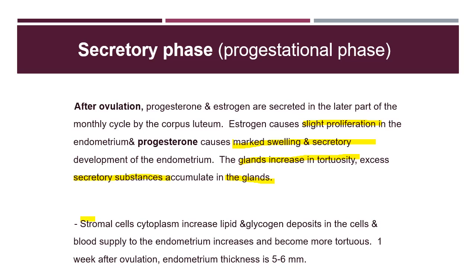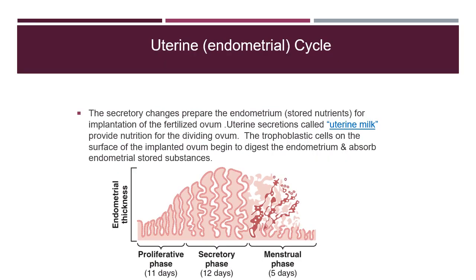The stromal cell cytoplasm will increase lipid and glycogen deposition, and the blood supply to the endometrium will also increase, and the vessels become more tortuous. One week after ovulation, the endometrium thickness is about 5 to 6 millimeters. The secretory changes prepare the endometrium to store nutrients that are necessary for the growth of the fertilized ovum. The uterine secretions are also called uterine milk, which provide nourishment to the dividing ovum.